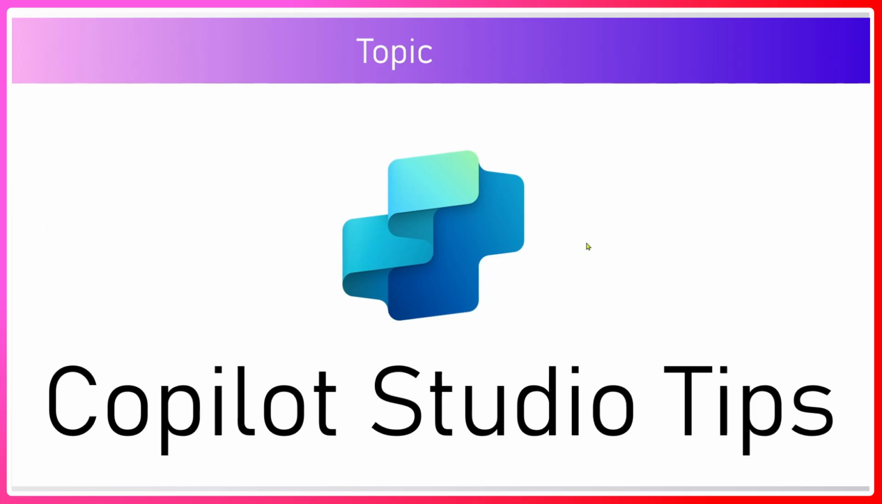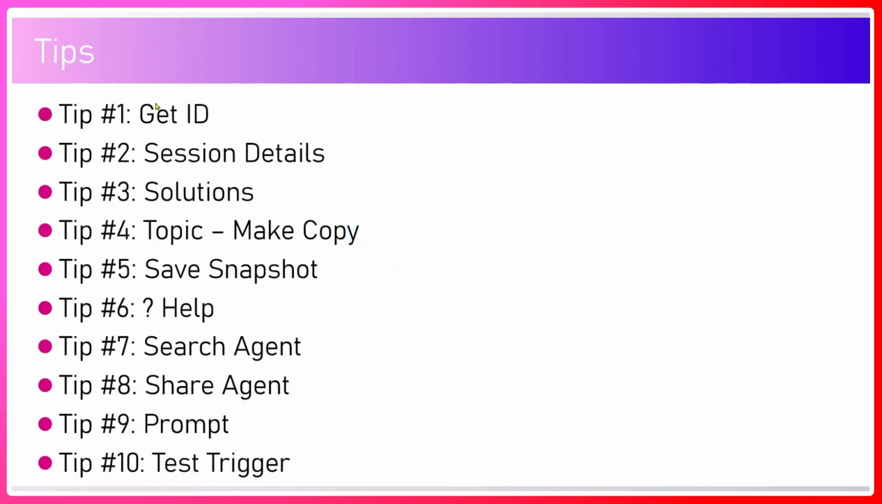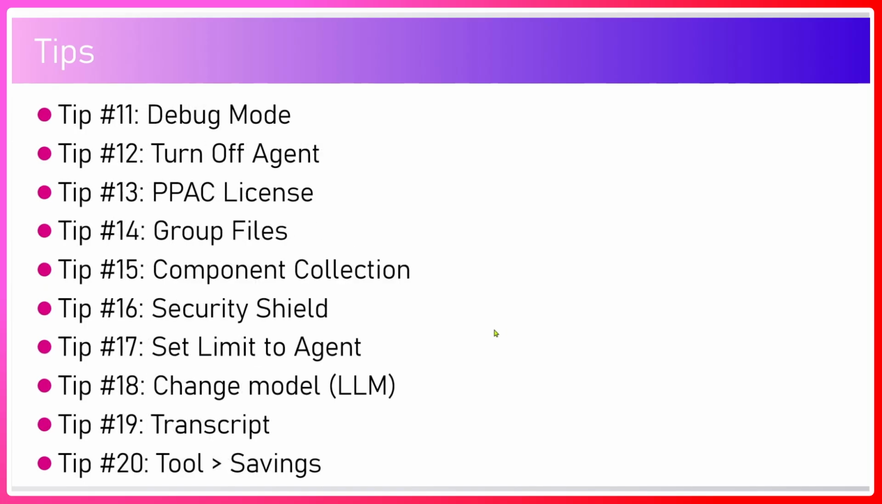Now, in the Copilot Studio tips topic, there are two segments. One will be covered by Nehal and one will be covered by me. We'll be shortly covering getting the identifiers, session details, solutions, how to make a copy of a topic, how to save the snapshots, how to search and share an agent, how to view the prompt, and how to test the triggers. Those we are going to cover in one segment.